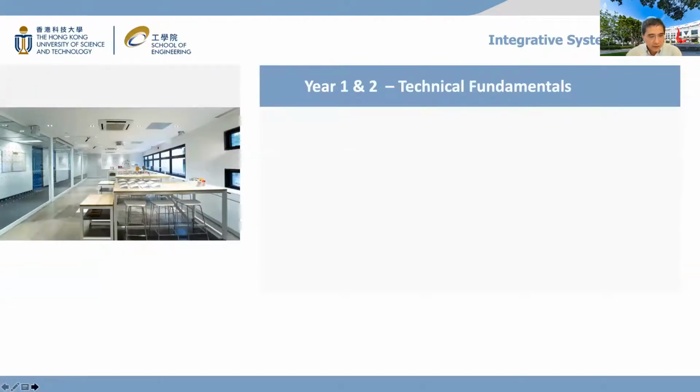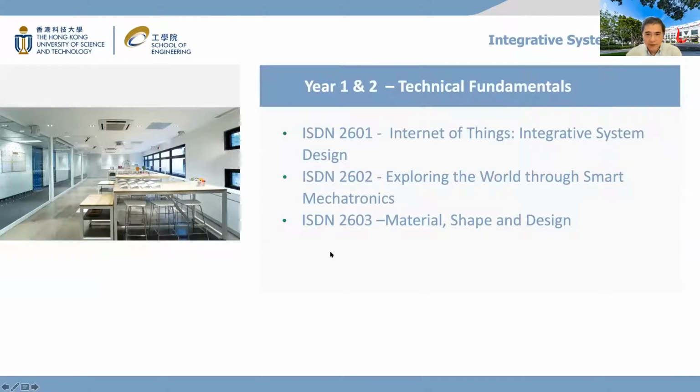Apart from the design fundamentals, we also have technical fundamentals that cover, for example, IoT design, smart mechatronics, and materials. This is a basic course every student needs to take so that you can acquire the knowledge to work on projects in the second year.